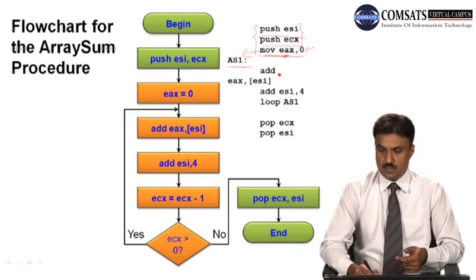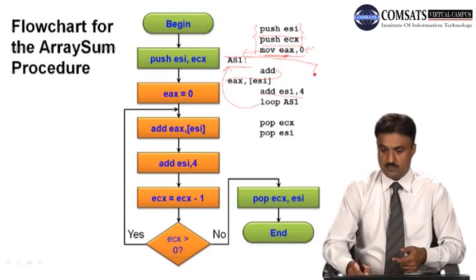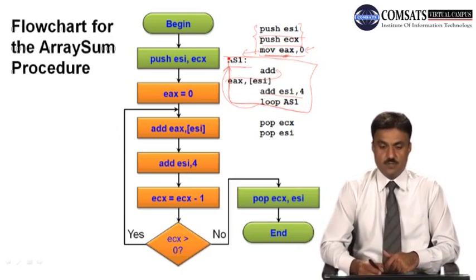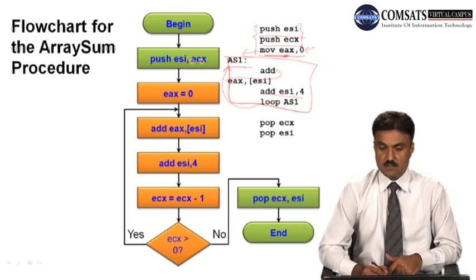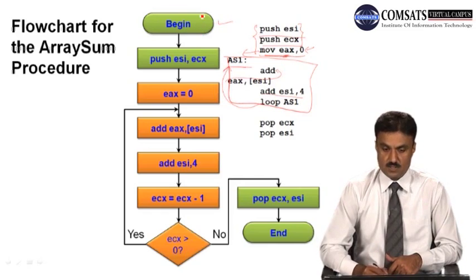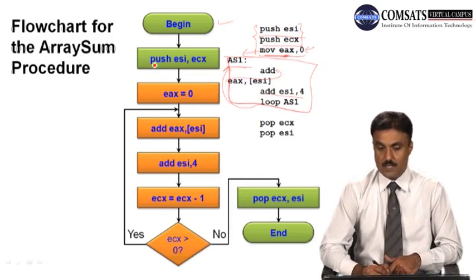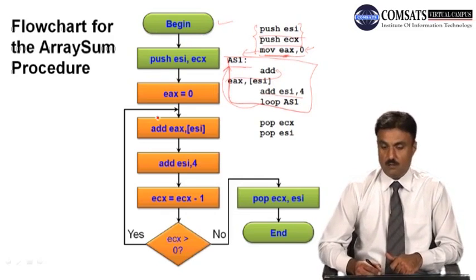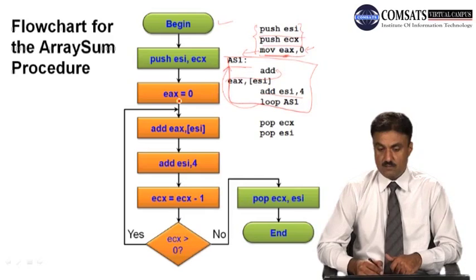Sorry, this one has come here, so it should be add EAX and ESI, and this is the second element, and this is the loop to the label. Consider this is the whole procedure from here to here. First we push ESI; the beginning is shown by this oval shape, and a square shows the processing. First we push ESI and ECX, then we clear the contents of EAX, the accumulator register.